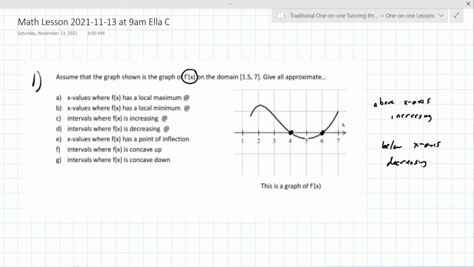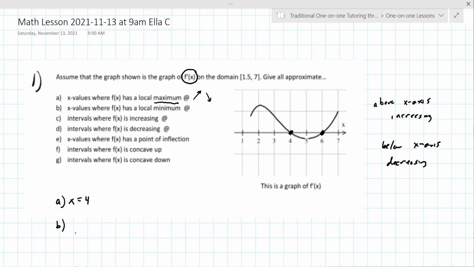Okay. So a local maximum occurs when you go from increasing to decreasing. So basically, wherever the derivative crosses the x-axis, one way or the other. Because it's above here, then below, the answer to part A, up to down here, is x equals 4, because it's positive and then it's negative.